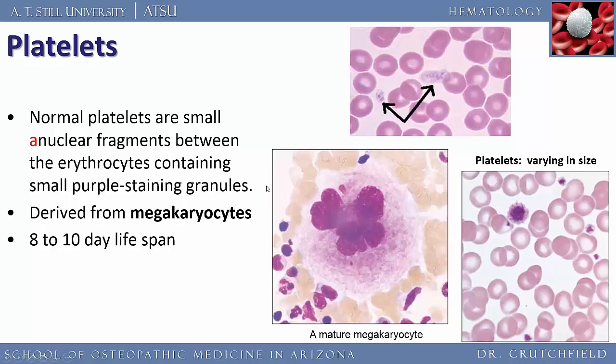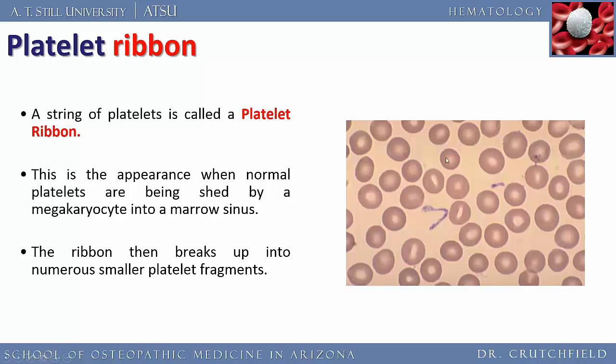So platelets, you know what platelets are. Platelets help you clot. They come from a megakaryocyte, which is the precursor cell in the bone marrow. Normal platelets are small anuclear fragments. They don't have a nucleus. So these are just little fragments floating around between your red cells that help you clot. They do have some purple staining granules. They're derived from a megakaryocyte, and they only last 8 to 10 days.